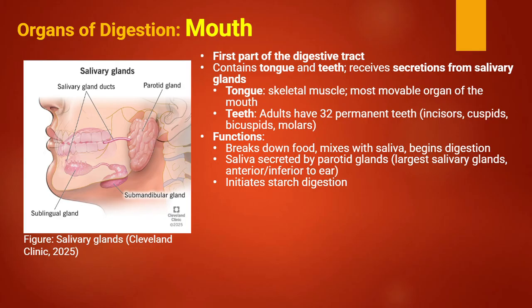The parotid glands, the largest of the salivary glands, sit just in front of and slightly below each ear. These glands secrete saliva into the mouth, which contains enzymes such as amylase that begin the breakdown of starches. This step is crucial, as it starts converting complex carbohydrates into simpler sugars even before food reaches the stomach.